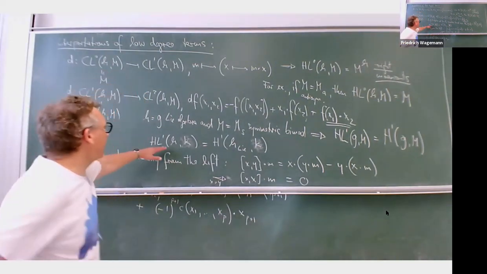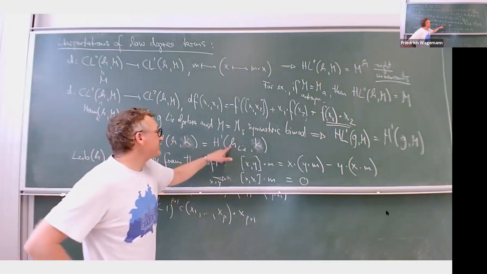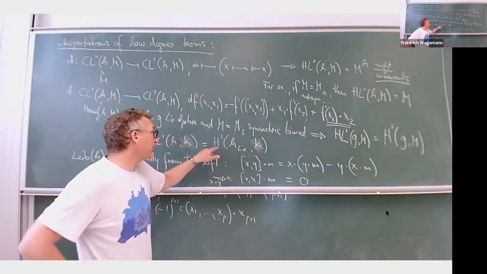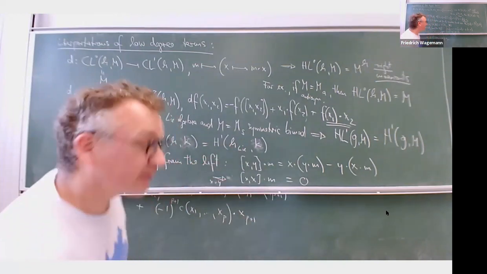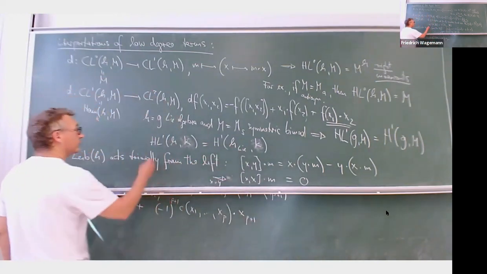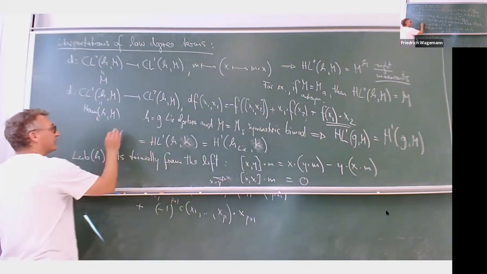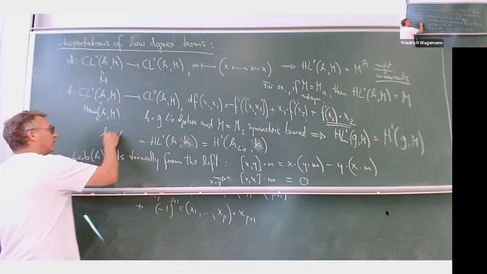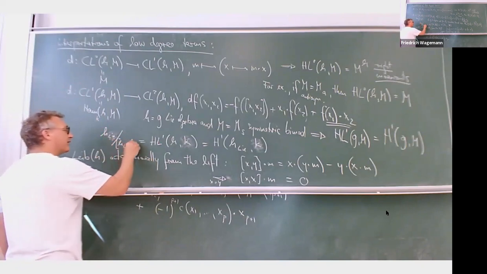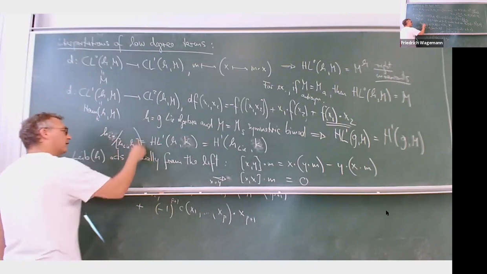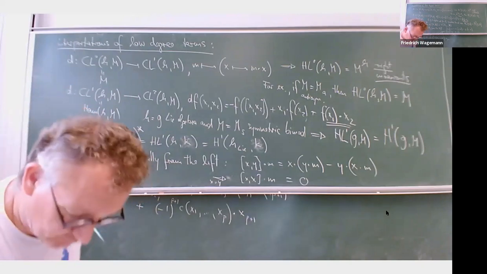So this shows that HL1 on H is just the Chevalley-Eilenberg H1 on the Lie algebra canonically associated to H. And we have seen that this is HV over HV bracket with HV. The H1 is only this.